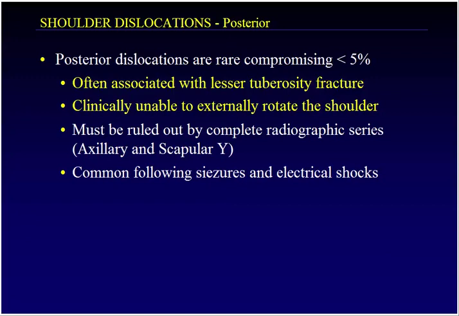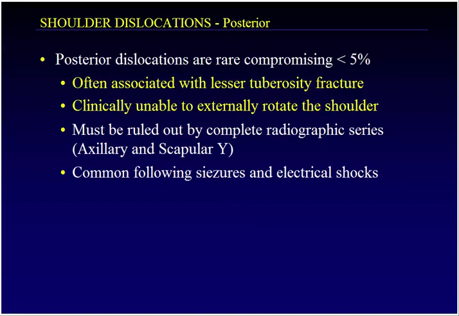Posterior dislocations of the shoulder are quite rare, except, it seems, on orthopedic board and in-training examinations. They really represent less than 5% of all shoulder dislocations, but the hallmark of a posterior shoulder dislocation, if you will, is a lesser tuberosity fracture. And if you have a patient that has an isolated lesser tuberosity fracture, that patient has a posterior shoulder dislocation unless proven otherwise.